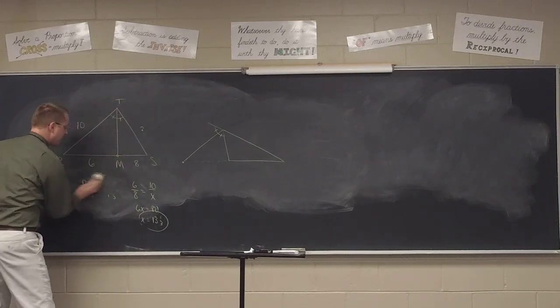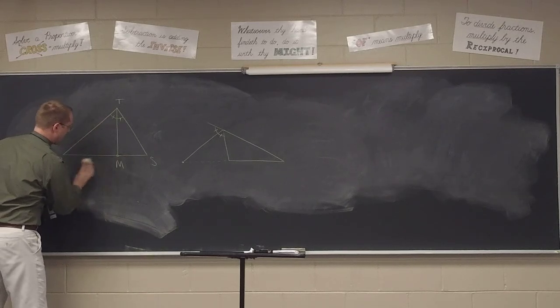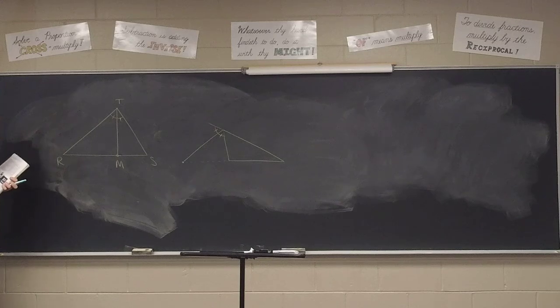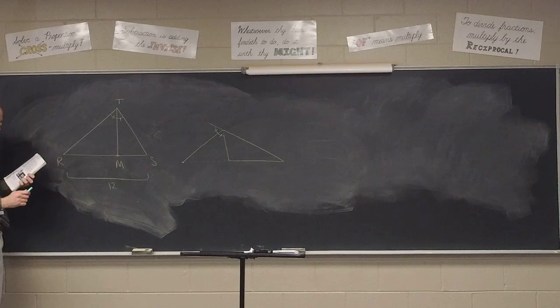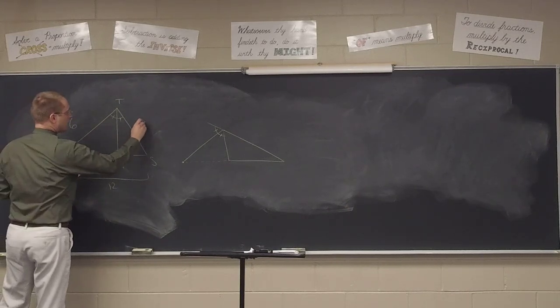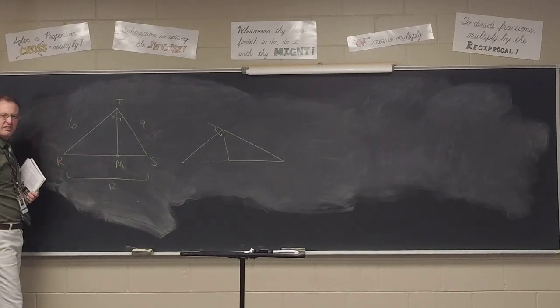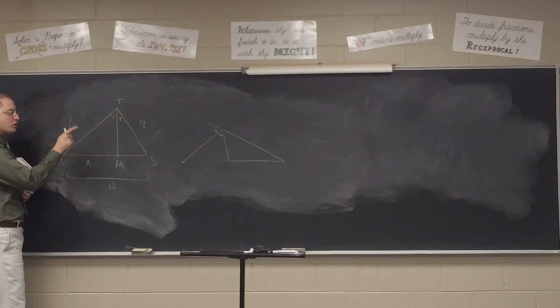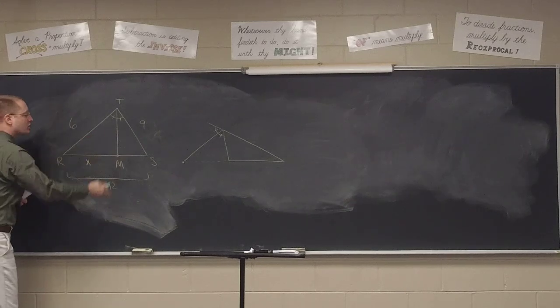Number 2, same picture, same proportion, different given information. What were we given this time, Kendall? RS equals 5. Now that's this entire side, isn't it? RT equals 6. TS equals 9. And we have to find both RM and NS. Now this is where it's going to get a little bit sticky. I don't know RM, so class, I have to just call it X. But I also don't know MS.